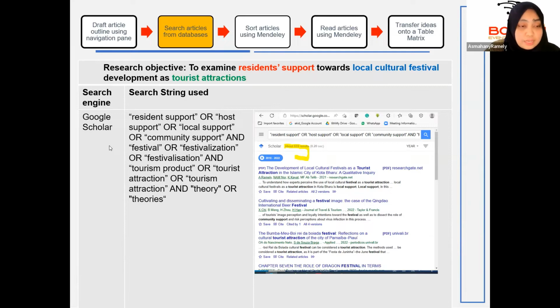Okay, let's say we decided to choose Google Scholar. Then you go to Google Scholar, you can see the right column here. You copy and paste this search string into Google Scholar. Do you want me to show how to find this?